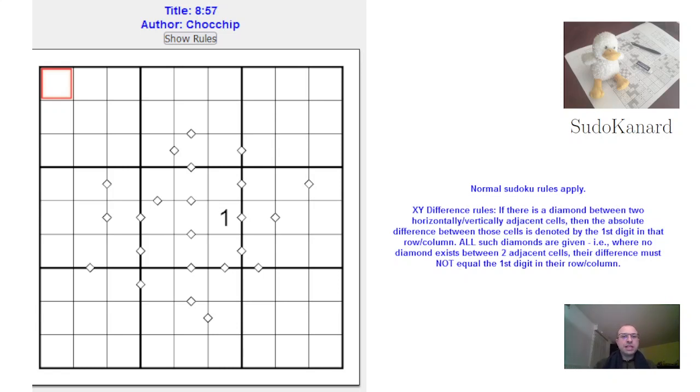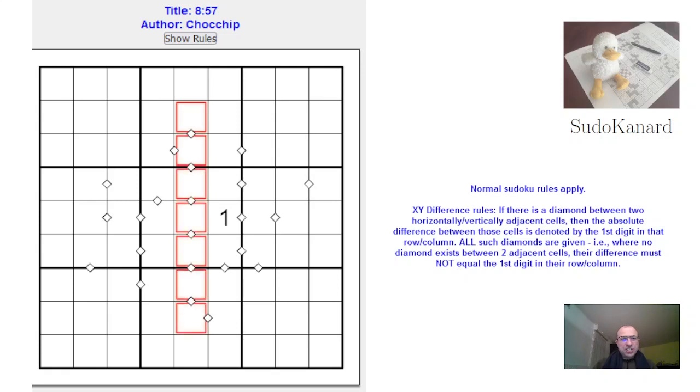So the rule is that whenever you have such a symbol between two cells, it means that the difference between the corresponding digits is the value at the beginning of the row or the column, and all such possible clues are given. I haven't solved this puzzle prior to this trial, so I hope it will go all right.